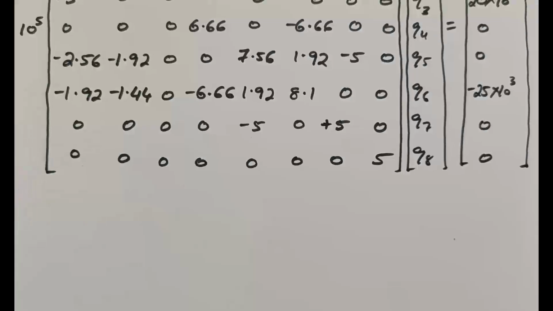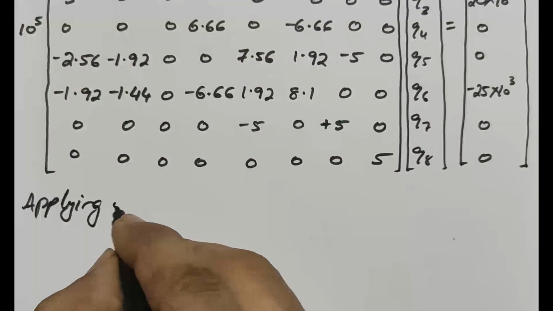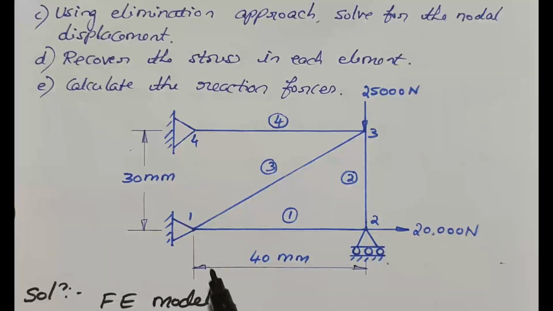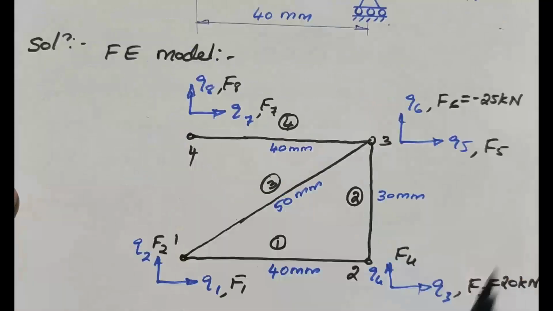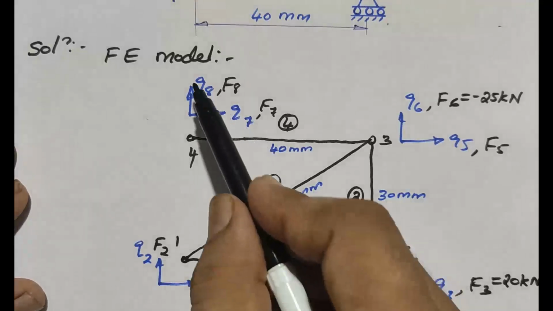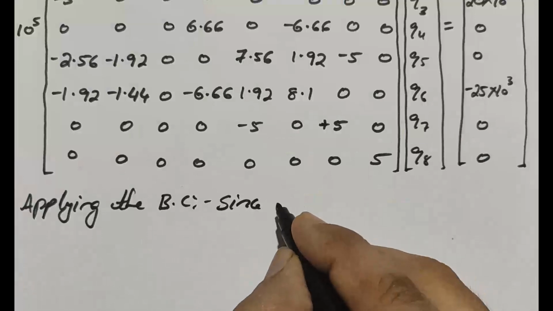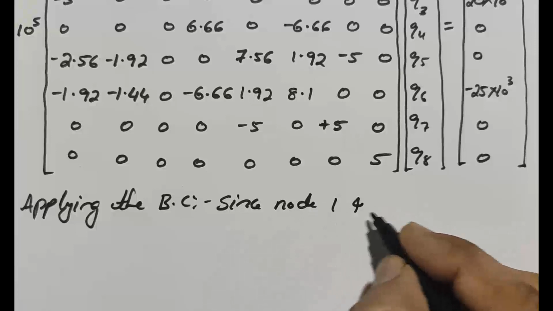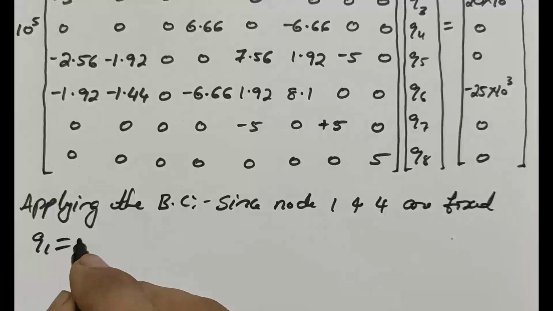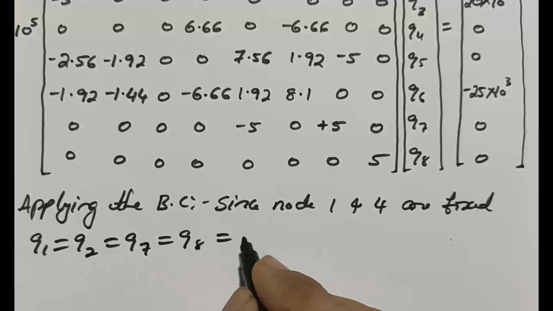Next is applying the boundary conditions. See the figure. Node number 1 and 4 are fixed, means the corresponding displacements Q1, Q2 and Q7, Q8 will be equal to 0. Since nodes 1 and 4 are fixed, Q1, Q2, Q7 and Q8 are equal to 0.